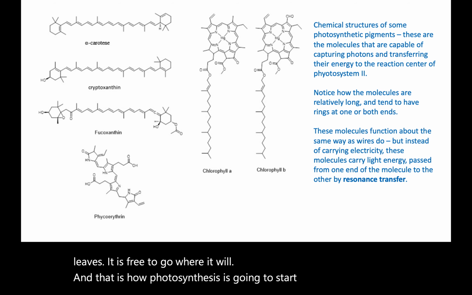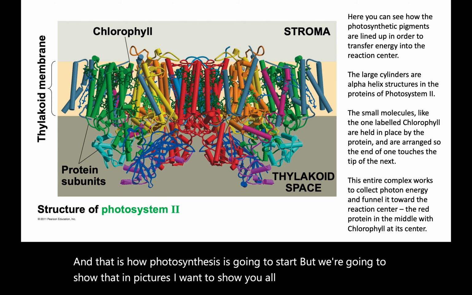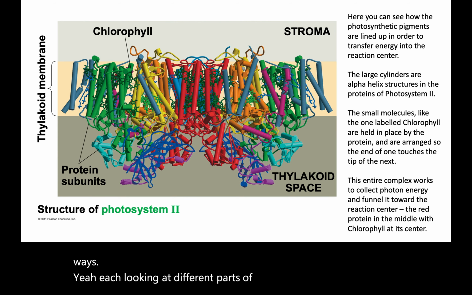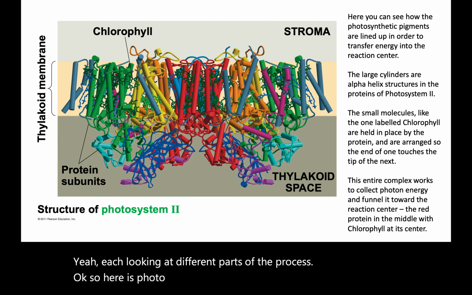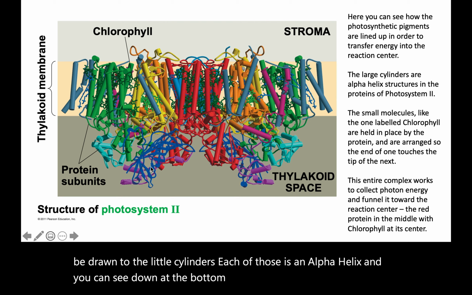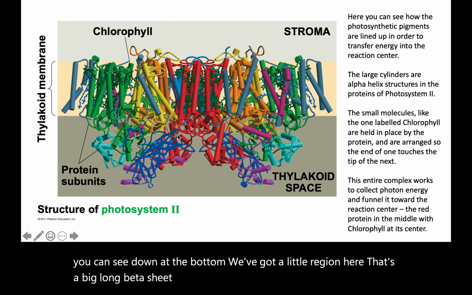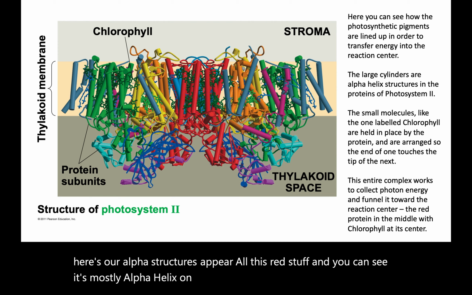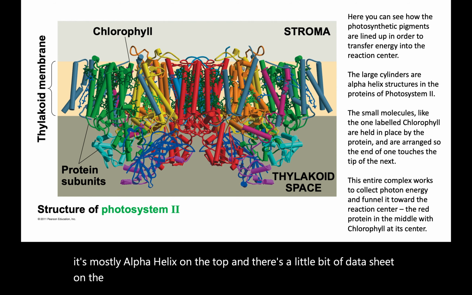But we're going to show that in pictures. I want to show you all this a couple of different ways, each looking at different parts of the process. Okay, so here is photosystem 2. Your eye will probably be drawn to the little cylinders. Each of those is an alpha helix. Down at the bottom, we've got a region that's a big long beta sheet. You see the little arrows? So there's our beta, and here's our alpha structures up here, all this red stuff. It's mostly alpha helix on the top, and there's a little bit of beta sheet on the bottom.